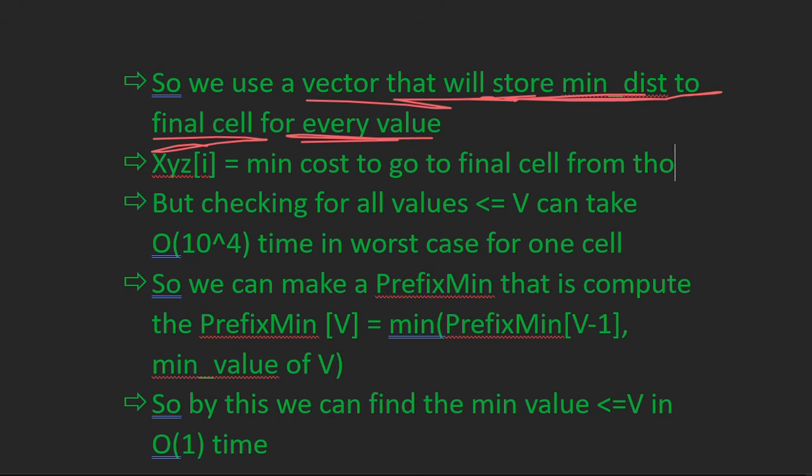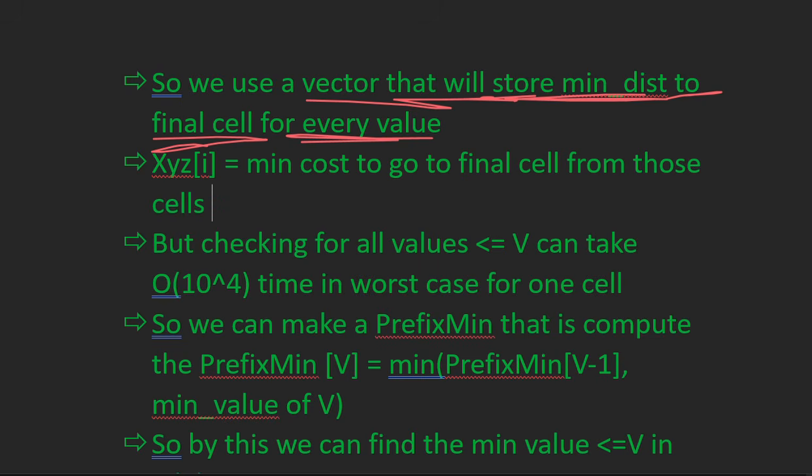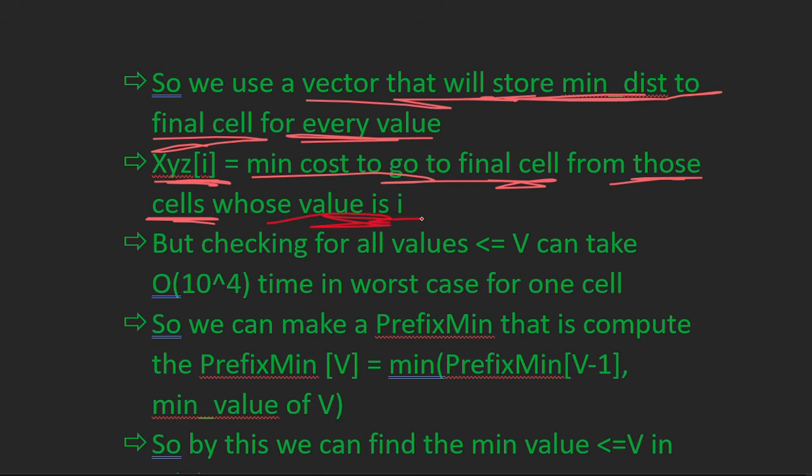from those cells whose value is I. So this vector xyz of I denotes the minimum cost to go to the final cell from those cells whose value is I, which means it is storing the overall minimum distance of all those cells whose value is I.